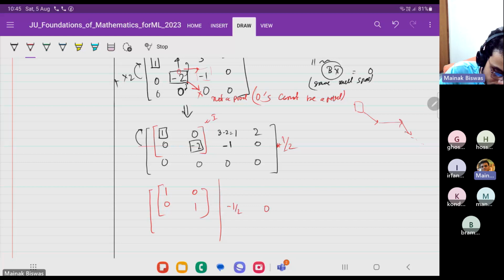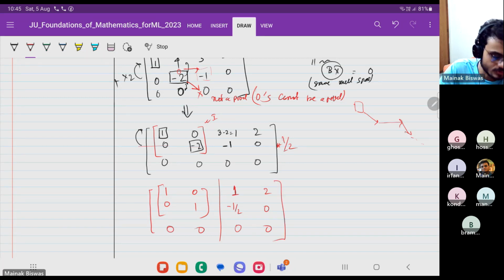minus half, 0, 2, 1, 0, 0, 0, 0. Yes or no? So now you see I have written it in terms of two matrices. One is known as an I matrix, plus half, no? Plus half. Sorry. So one is an identity matrix and one is, say, an F matrix, right? And I'm again citing Gilbert Strang's book here. So this is an F matrix.